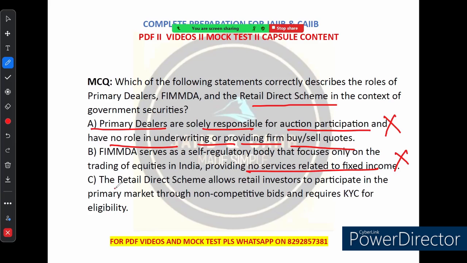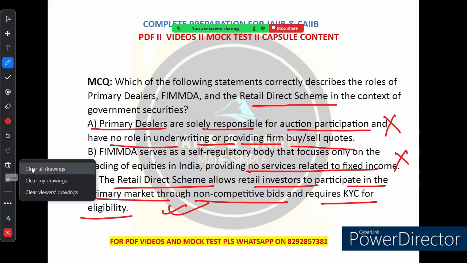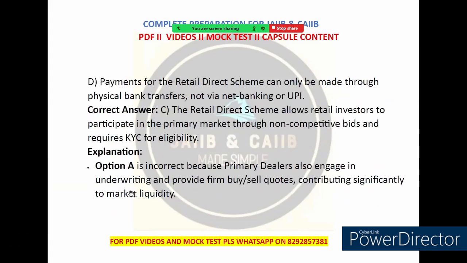Option C says that the retail direct scheme allows retail investors to participate in the primary market through non-competitive bids and requires KYC for eligibility. This is correct. Let's move on to option D. Option D says that payment for retail direct scheme can be made through physical bank transfer, not net banking and UPI. This is incorrect.